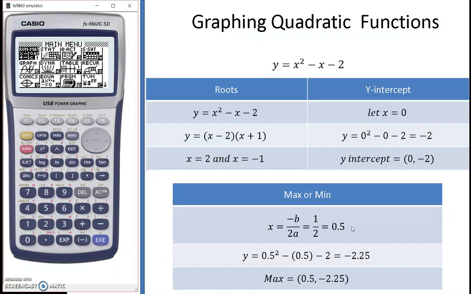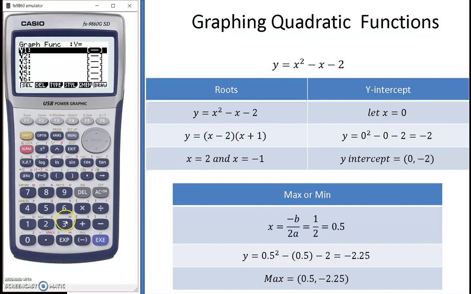I'm going to teach you how to graph this on your calculator just in case you don't know how to do it by hand, or if you want to check your answer. On my left, I've got a graphics calculator right here. What you're going to do is push number 5, and it's going to put you in graph function.